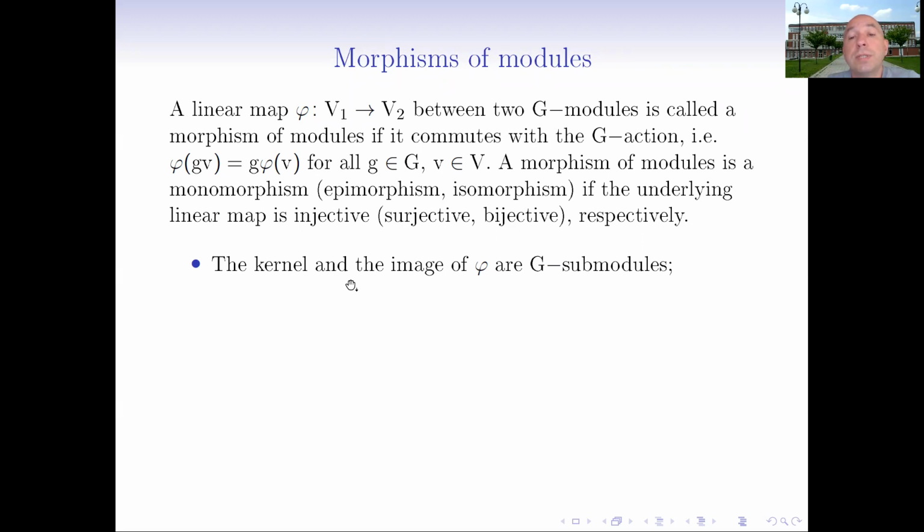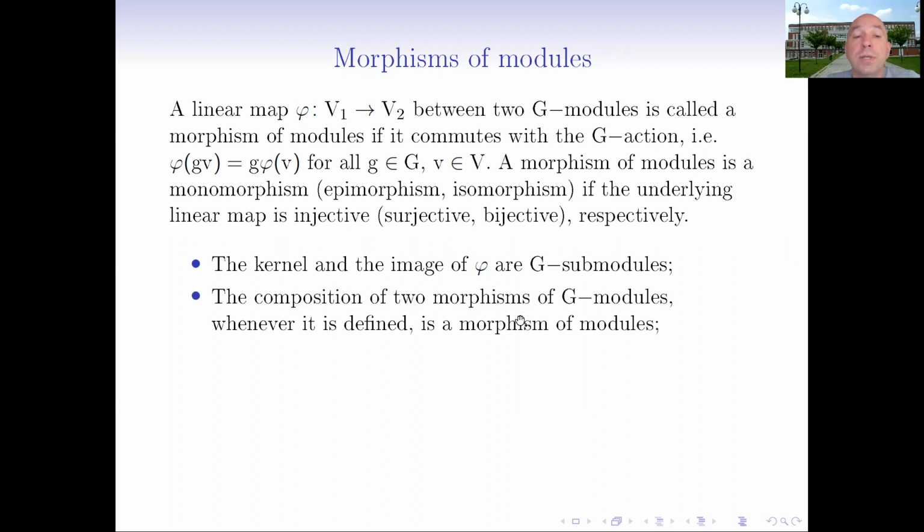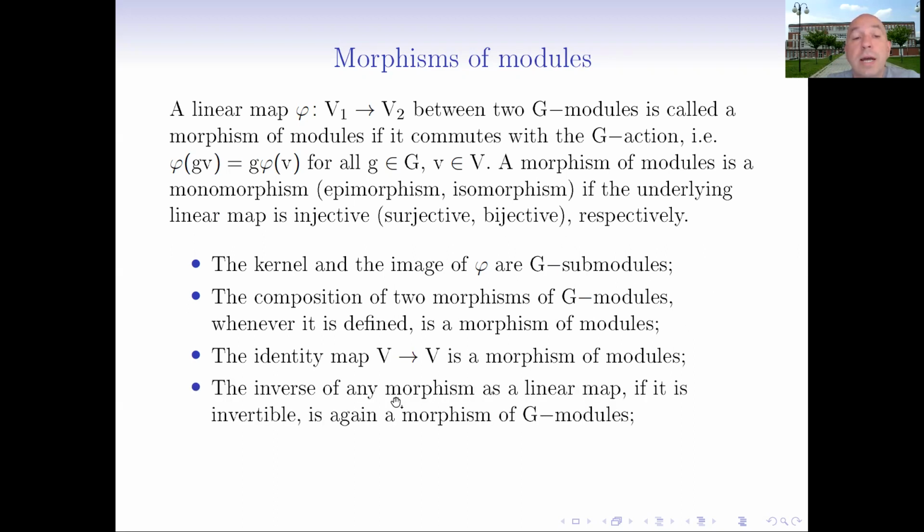Okay, now examples of submodules, which are very important. We'll use this later while proving the Schur lemma. So the kernel and the image of phi are G submodules. Also, the composition of two morphisms of G modules, if it's defined, so if the source of one is the target of another one, is a morphism of modules. And the identity map from V to V is a morphism of modules. Of course, by definition, it must commute with the action of G. It commutes with everything. And the inverse of any morphism is again a linear map.